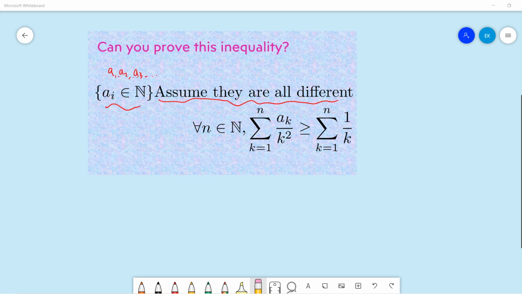So in this video, let's prove this inequality. We have a1, a2, up to an, and they are all different. They are positive integers, but they are all different. Then we prove that for all n, we have this: the sum of a_k divided by k squared, k from 1 to n, is greater or equal to the sum of 1 over k, k from 1 to n.